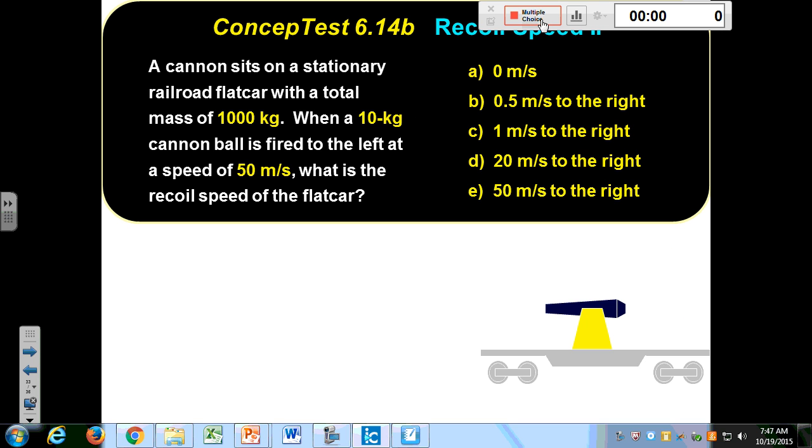A cannon sits on a stationary railroad flat car with a total mass of 1,000 kilograms. You fire out a 10-kilogram cannonball at a speed of 50 meters per second. What is the recoil speed? A lot like both the problems with the uranium nucleus and with Amy and Gwen. What is the recoil speed of the flat car?